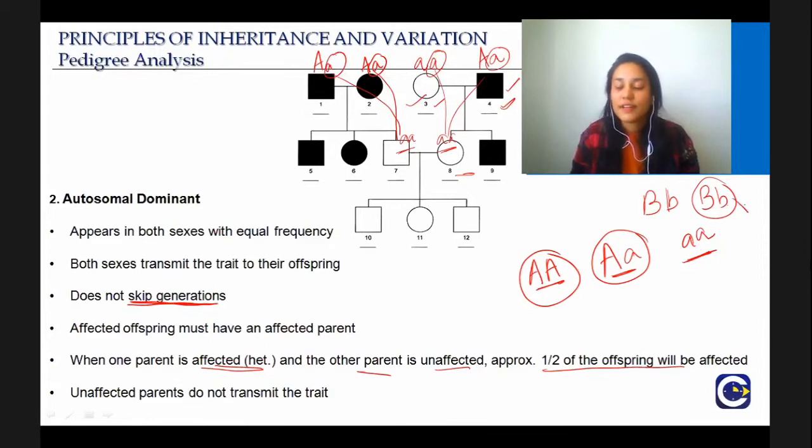Don't confuse yourself with pattern baldness, because that was an entirely different example. That is an exception also, because it is a sex influence trait. Although the genes are present on autosomes, very good question actually, other things are also coming into play. The levels of testosterone are coming into play. So those things you don't need to worry about. That will be an entirely different thing. Okay, good.